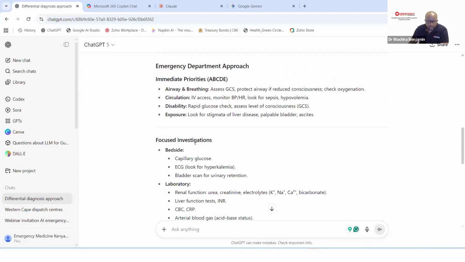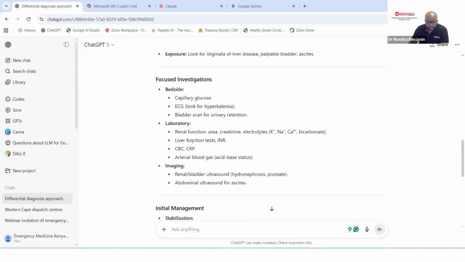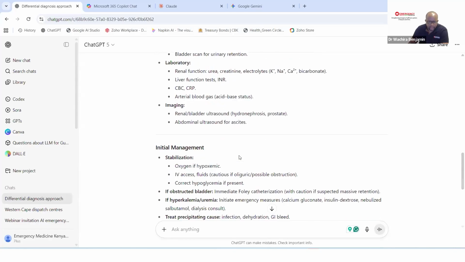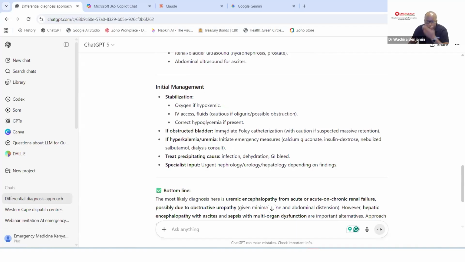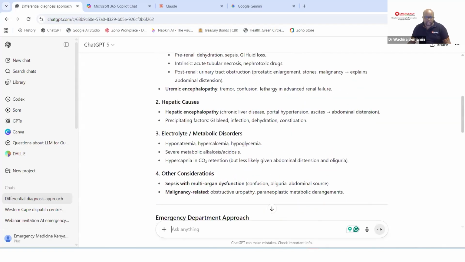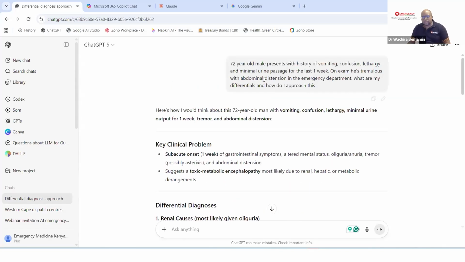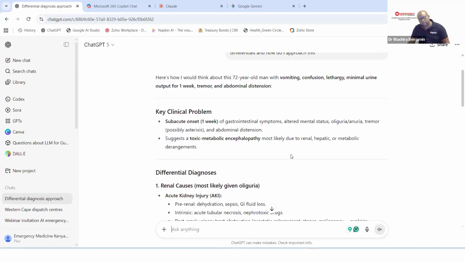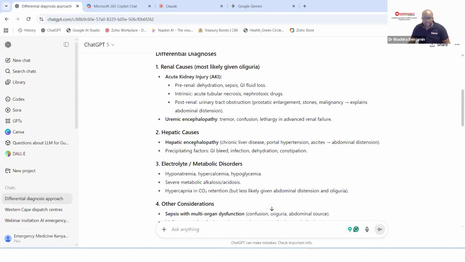So let's check. ABCs, do your blood tests as usual, liver function tests, all these tests. Put a catheter in. In this patient with vomiting, confusion, lethargy, tremulous, abdominal distension, okay, so I'm thinking hepatic. What other clinical signs should I look for if I think it's hepatic?